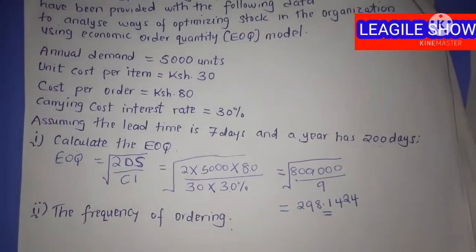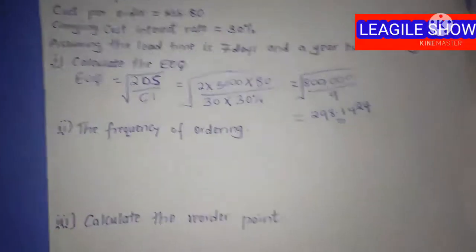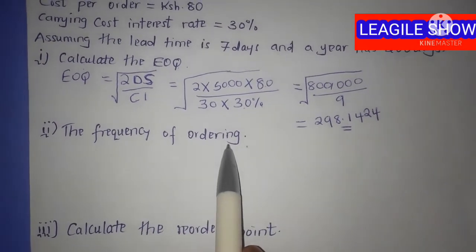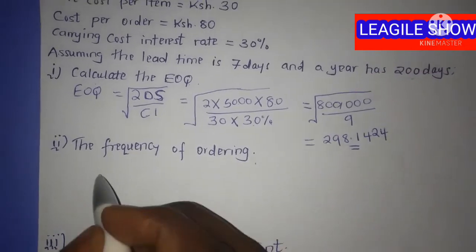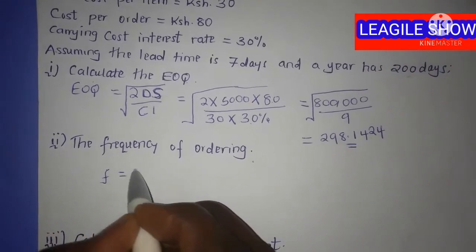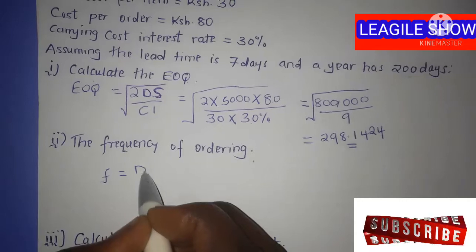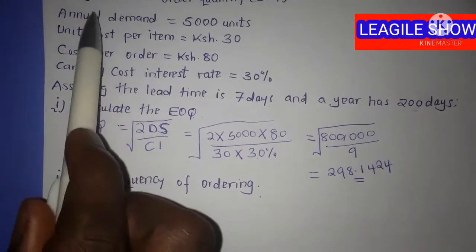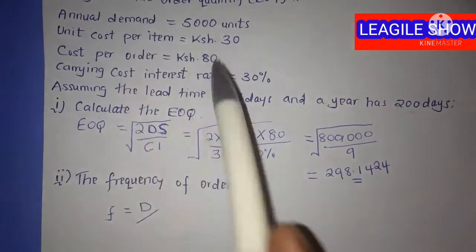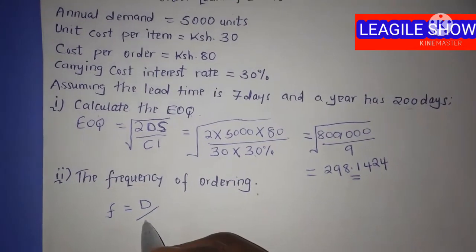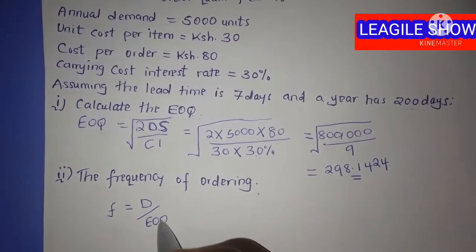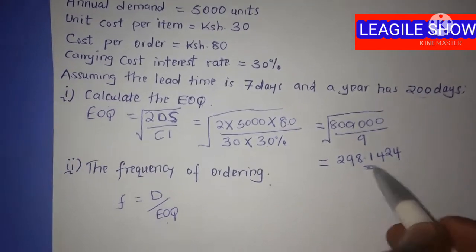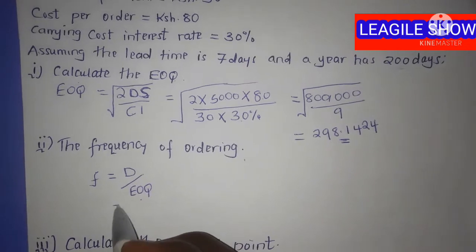Then the second part of this question is the frequency of ordering. How do you get the frequency of ordering? The frequency of ordering is given by D over EOQ. Remember, D we said is the annual demand. Do you know EOQ? Yes, it is here.